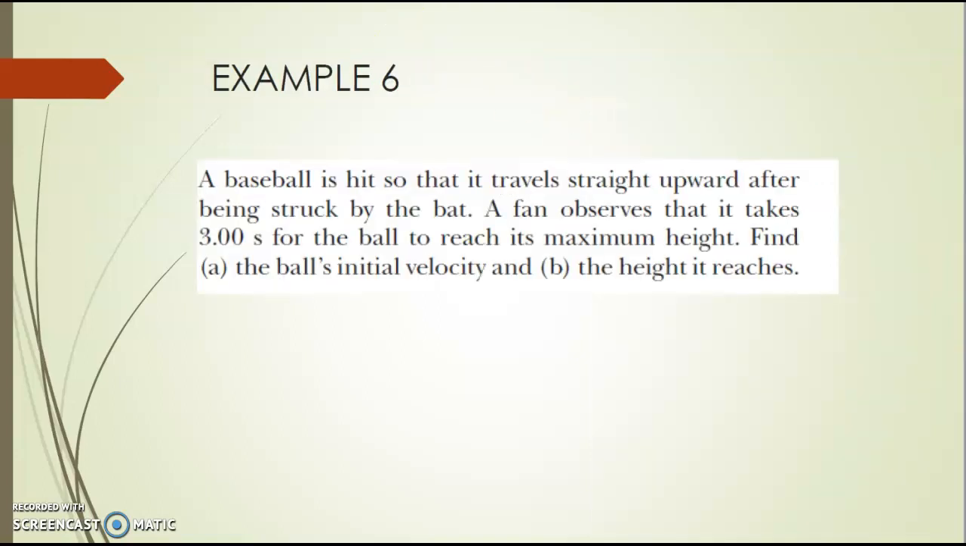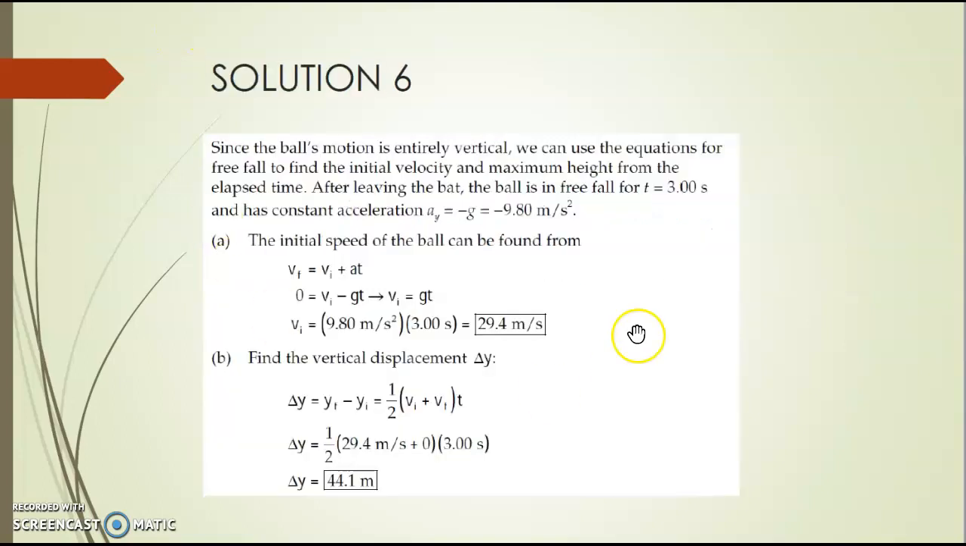So let's have example number 6. A baseball is hit so that it travels straight upwards. After being struck by the bat, a fan observes that it takes 3 seconds for the ball to reach its maximum height. Find the ball's initial velocity and the height it reaches. So here's our solution. Since the ball's motion is entirely vertical, we can use the equations for free fall to find the initial velocity. Let's have gravity as negative 9.80 meters per second squared.